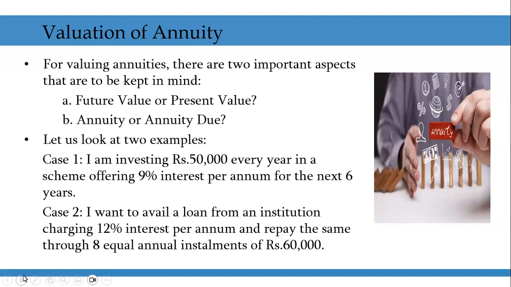Let's take the second case. I want to avail a loan from an institution charging 12% interest per annum and repay the same through 8 equal annual installments of rupees 60,000. In this case, I am getting the loan today, which means my bulk cash flow happens today, and my installment payments of 60,000 every year start from the end of first year from now. So since the bulk cash flow is today, we will use a present value model here. And since the uniform cash flow is starting at the end of first period, or at the end of first year from now, we will use it as an annuity.